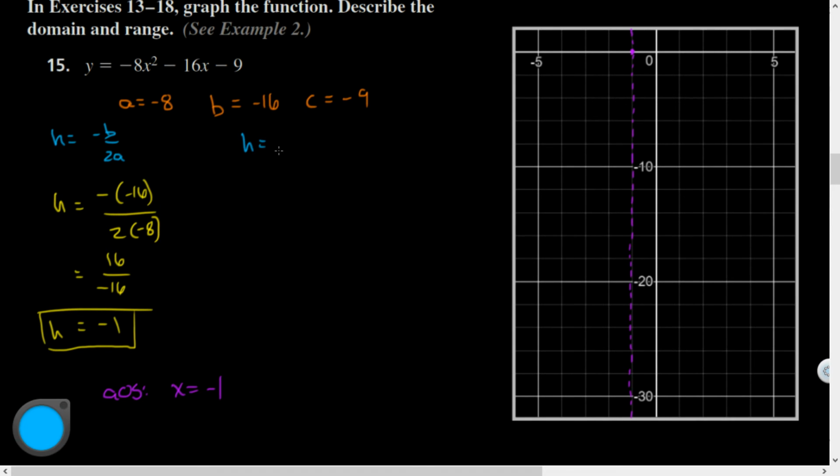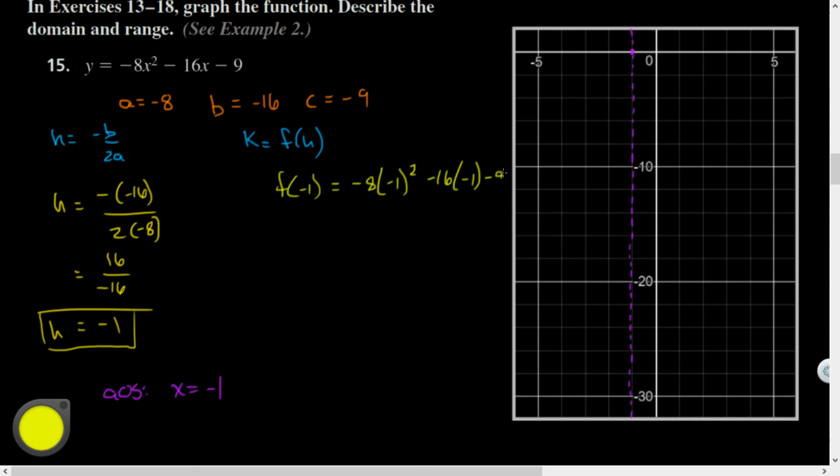And to find that, I know that k is going to equal f of h. All right, so I'm going to plug in this -1 into my function, and I realize this is called y. So if I called this f of x, that would have worked, but that's fine. I'm basically plugging in -1 for all the x's up here, and I got to figure out what the corresponding y value is.